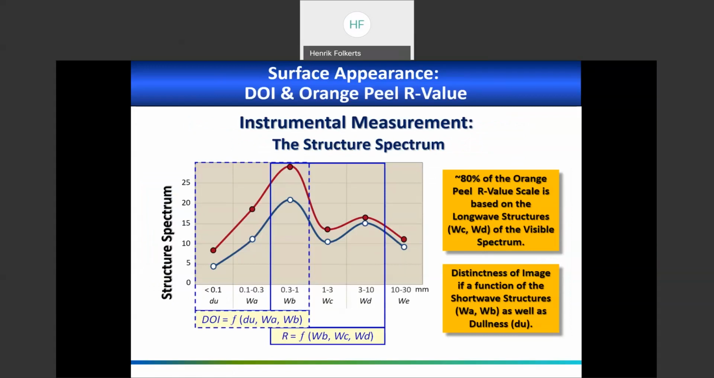So here are the two different calculations that GM uses: the DOI, which is the function I talked about before, DU, WA, and WB. And the R value, which is a function of WB, WC, and WD. But I'll have to tell you, it's majority WC and WD. About 80% of that calculation is off of those two numbers, and just a little bit of WB gets put in there.